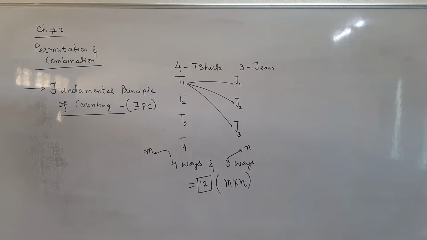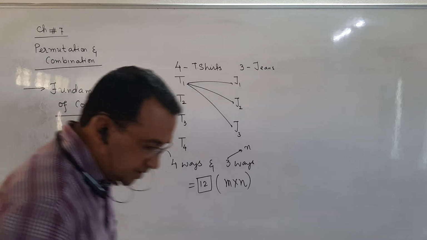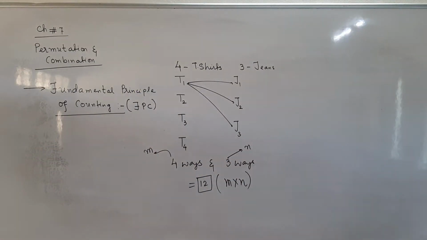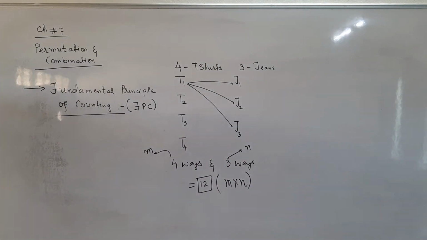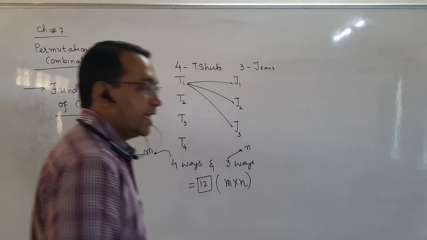Let us generalize. An event of selecting a t-shirt can occur in 4 ways. After that, an event of selecting the jeans can occur in 3 ways. Then the total ways in which both the events can occur in order are 4 into 3, 12. In general, m into n. So if there are 3 events, suppose the first event can occur in m ways, the second event can occur in n ways, and the third event can occur in p ways, then the total ways in which all the events can occur in order are m into n into p.